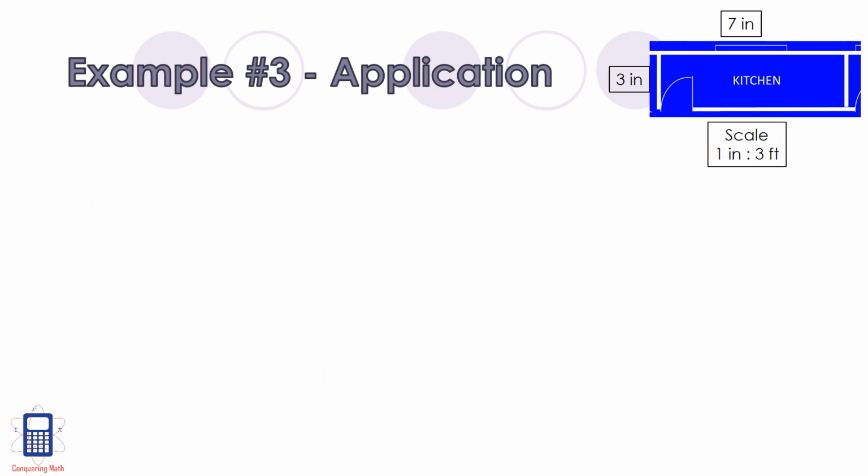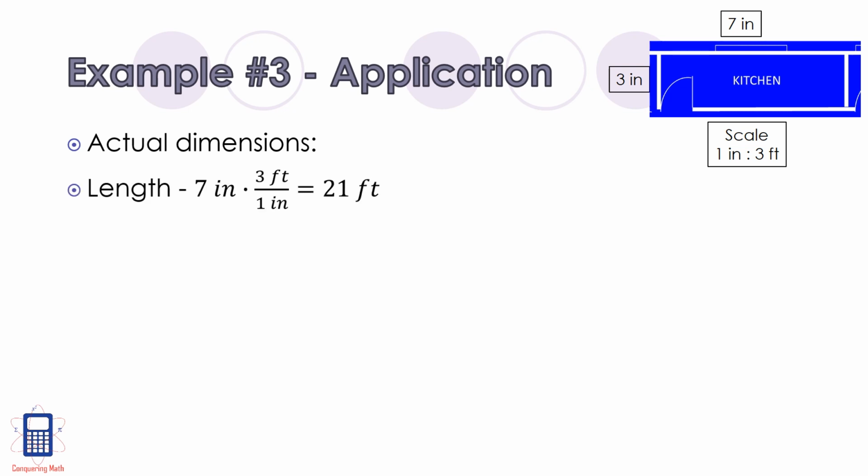Okay, so let's find the actual dimensions first. This time, instead of setting up a proportion, I'll be solving using some unit conversions, which is another option. So we'll start with the length, which is 7 inches, and we'll multiply that by 3 feet per inch for a total of 21 feet.